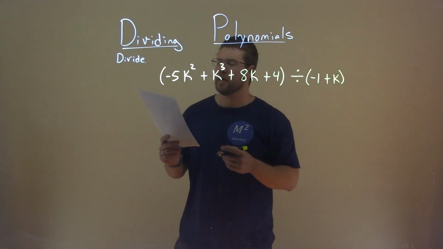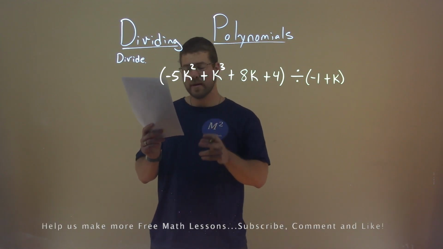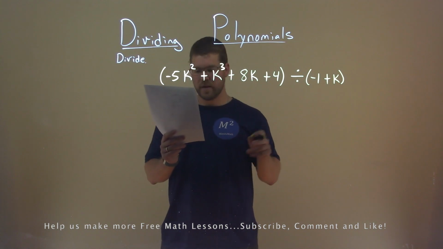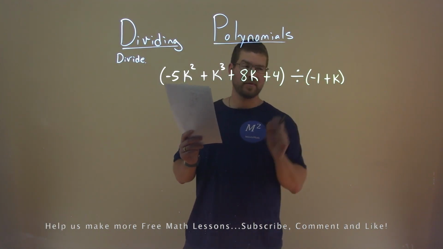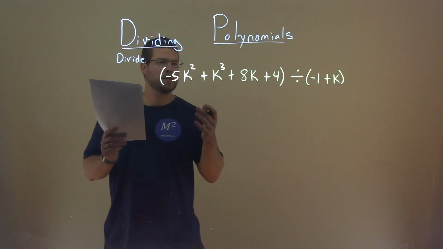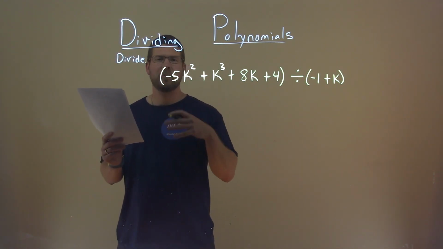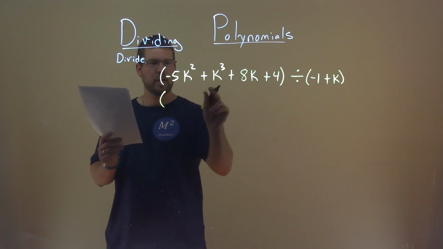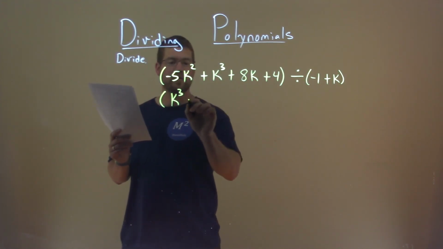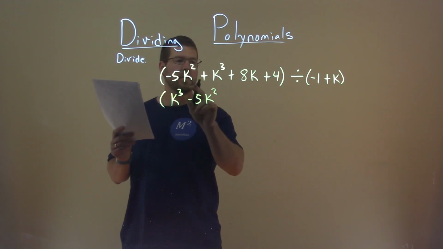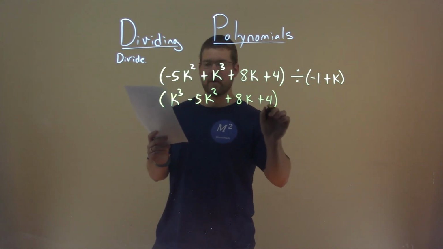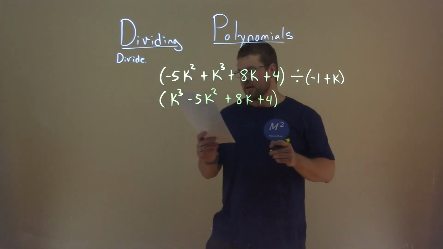We're given this problem here, negative 5k squared plus k to the third power plus 8k plus 4 divided by negative 1 plus k. And we need to divide this. Well, first I'm going to rearrange both parts here to have our highest order first. Highest order is k to the third power. Then we have a minus 5k squared. Then we have the 8k, then the 4. Okay? Make sure I just did it all.